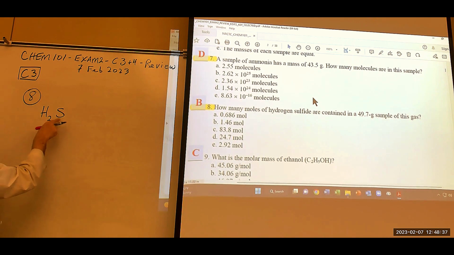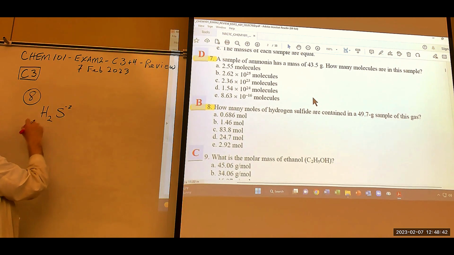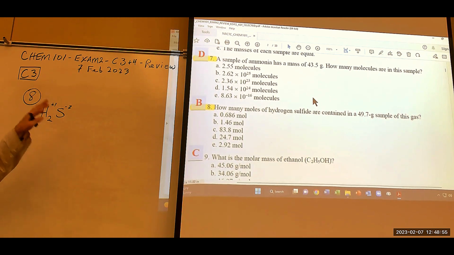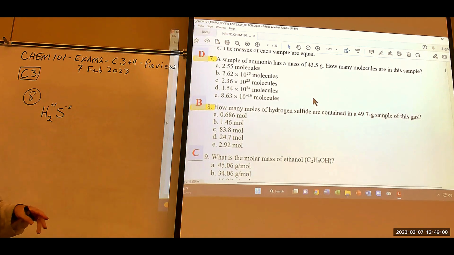As we see, sulfur is in the oxygen group, so it's -2. Oxygen, when it's first in the formula, is +1, so you need 2 of them. H2S is hydrogen sulfide. Now from here, you can calculate the molar mass and find out how many moles is 49.7 grams. We don't need to do that one, do we? It's in the work problems anyway.